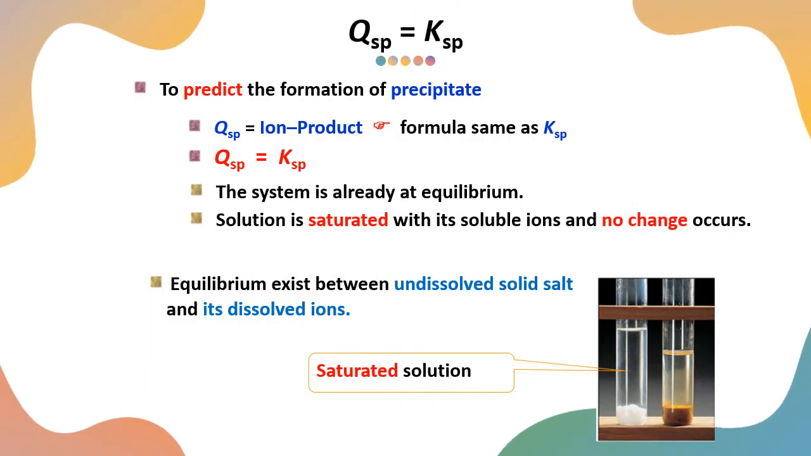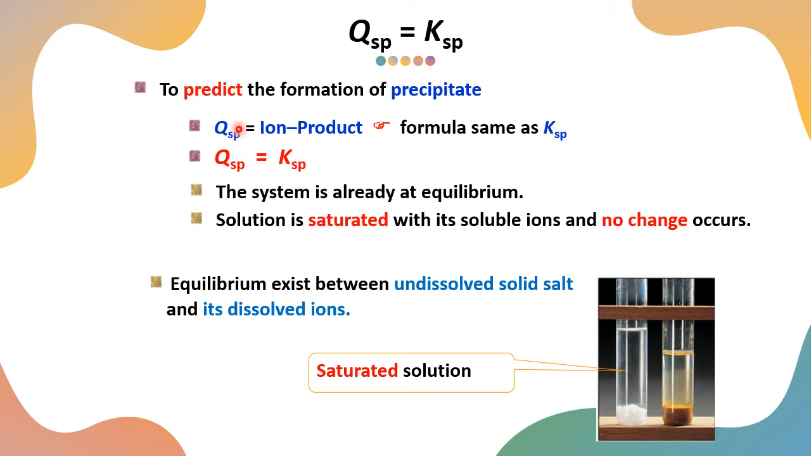Now we have to compare Ksp with Qsp. Like last time, the reaction quotient, the Q value, Qc and Kc. The concept is still the same, but this one predicts the formation of precipitate. So there are 3 situations. The first one is when Qsp equals Ksp.